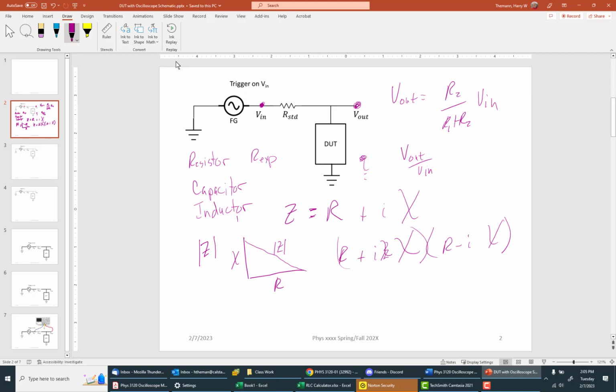But generally speaking, people just say that the magnitude is equal to the square root of R squared plus this, and we'll put in the word total here, because we have to learn how to add together the reactance of a capacitor and an inductor.